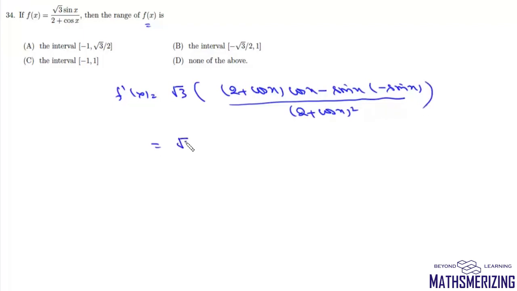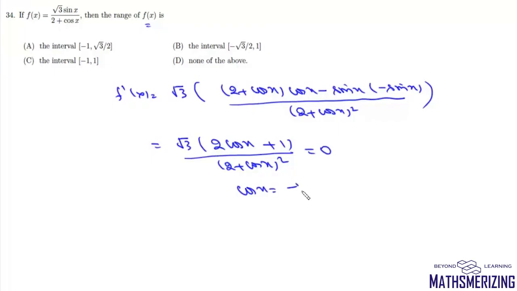So we can write this as root 3, and here it will be 2 cos x plus cos square theta plus sin square theta, which is 1, upon 2 plus cos x whole square. Now this function is a continuous and differentiable function. So we'll find its critical points. We'll get cos x as minus 1 by 2. So cos x is minus 1 by 2 when the value of x is either 2 pi by 3 or 4 pi by 3.